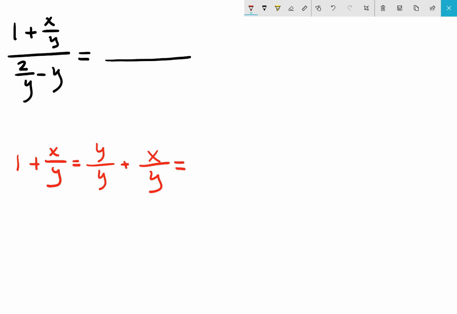And then if you add those two fractions, remember how to add fractions, you add the numerators, y plus x, and the denominator stays the same. You don't add the denominators. All right, so that is the numerator on our original problem. So we'll write it up here, y plus x over y.